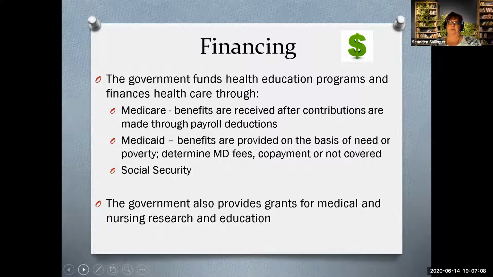But the Medicare benefits are received through payroll deductions. You'll see that on your pay stubs. It'll say Medicare, and then Medicaid are provided on the basis of need, and then Social Security benefits as well. We get those at a certain age or for dependents or on disability. We have those available to us. But there's a debate about should we have one healthcare system, or when we're looking at how to make healthcare better and more affordable.